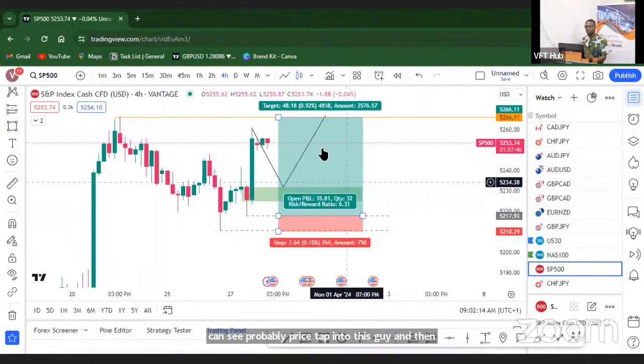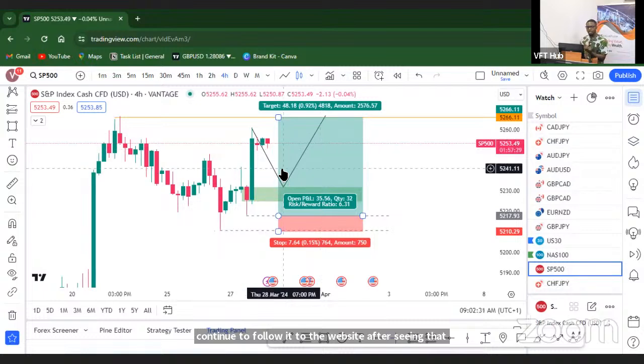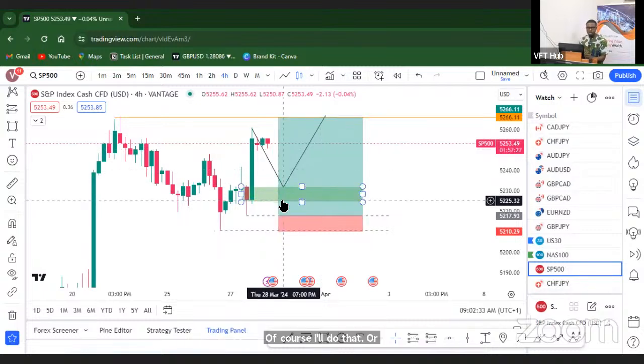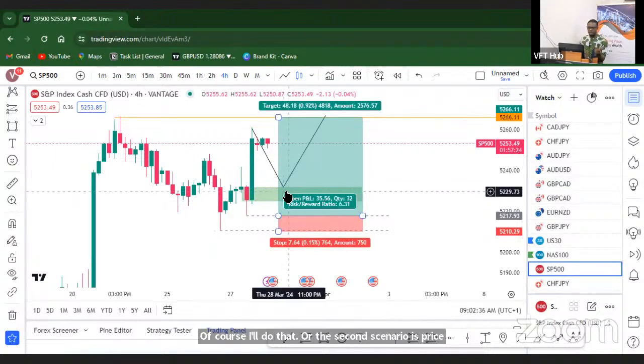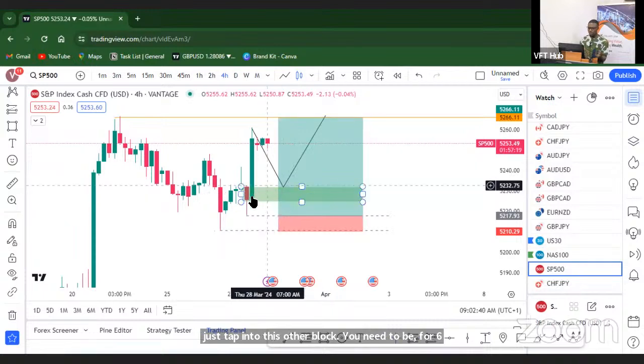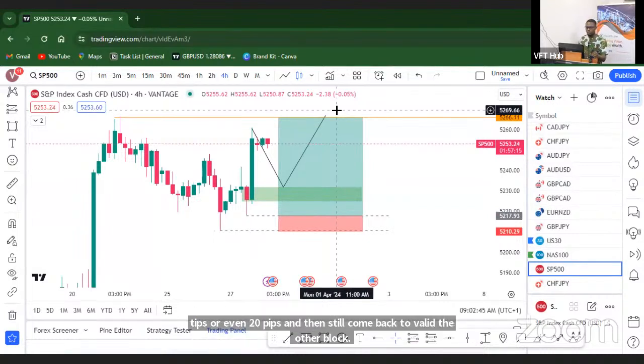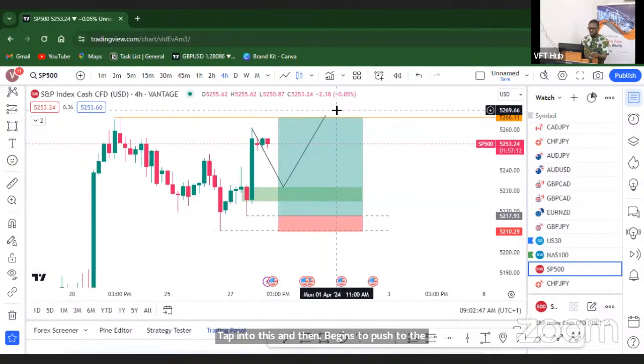In that case, I might not trade, and I might not take any pips from this trade at all. I'll just watch, and then if there's an opportunity to continue to follow it to the upside after seeing that move, of course I'll do that. Or the second scenario is price will just tap into this order block, a little retracement, say 30, 40 pips or even 20 pips, and then still come back to violate the order block, tap into this, and then begin to push to the upside. So these are two scenarios I'm looking forward for price to do.